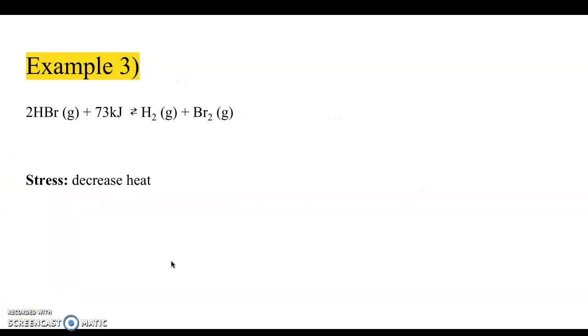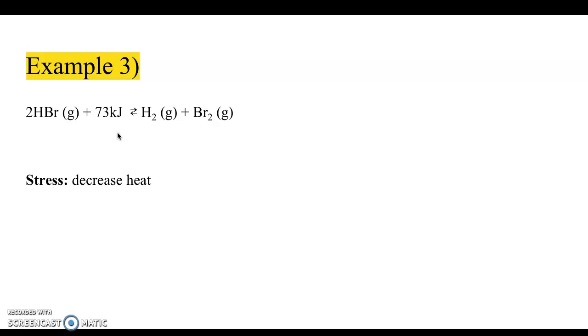Let's talk about our next stress, which is going to be heat. So equilibria are going to respond to changes in temperature. A reminder that heat can be shown a few different ways in a chemical equation. You could see plus heat, you can see plus a numerical value like we have here, so 73 kilojoules is representing our heat. And you could also see delta H, meaning our heat of reaction, as our variable for heat.